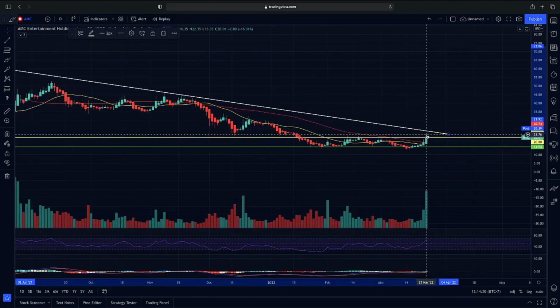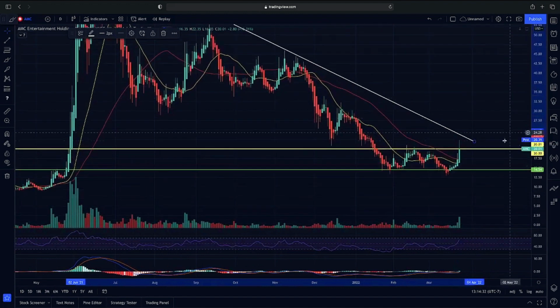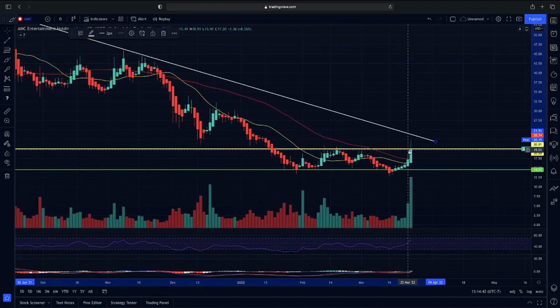So ultimately, we do need to make sure we can break over this trend line to see if we can continue. And we also do need our 20-day moving average, our yellow line, to cross back over our 50-day moving average, our red, to have that continuation, in my opinion. Again, we do need to make sure we can hold over $20 with the body of our candle. We did have a nice break from $20 to $22, but we did not have this continuation because we did not hold the body of our candle above our $20 mark.